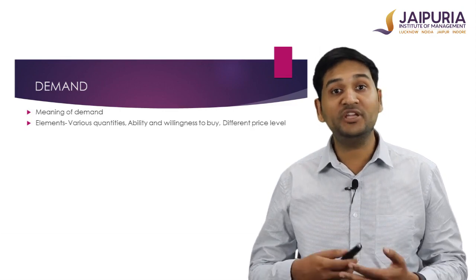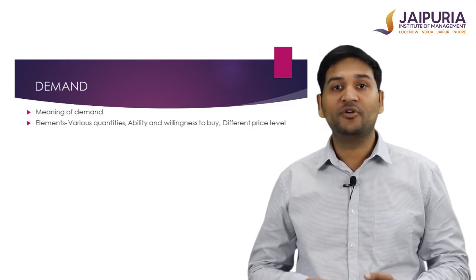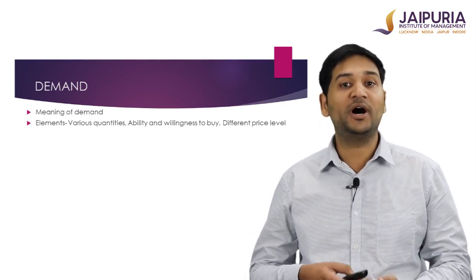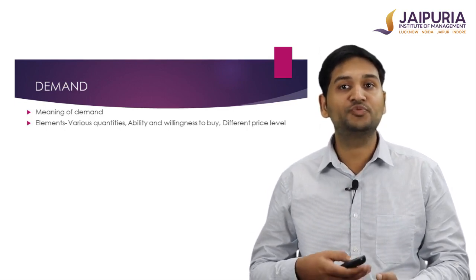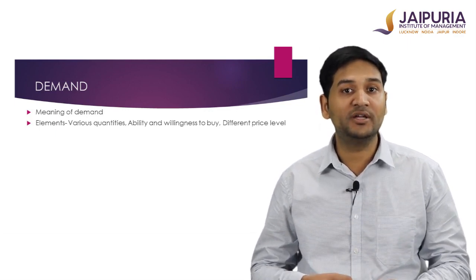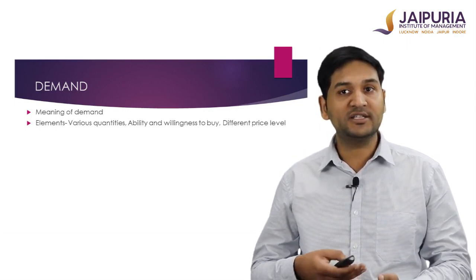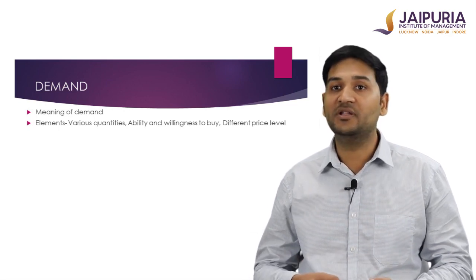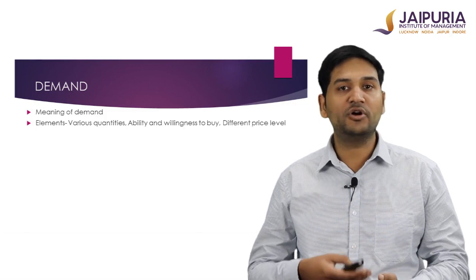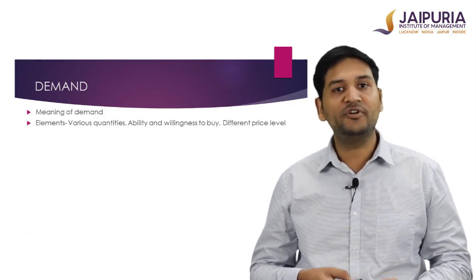Number one is various quantities. Number two is ability of consumer to buy that product, that is his purchasing power. Number three is willingness to buy or desire. And lastly, different price levels. If any of these elements are missing, we will not count that in the meaning of demand.